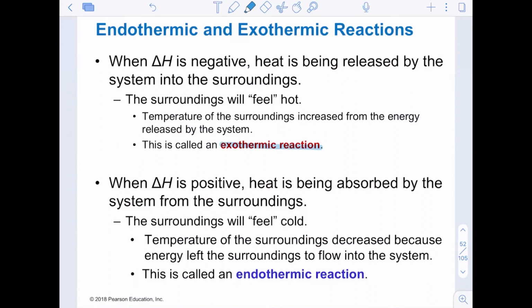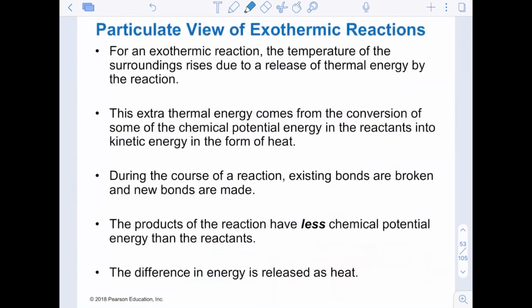And the exact opposite, if delta H is positive, just like delta E, heat is being absorbed by the system, and that is an endothermic reaction. So that's when we start to feel cold. We're like, oh, it's getting chilly. And the reason for that is because our heat is being pulled away from us and put into the system. Again, we are the surroundings.